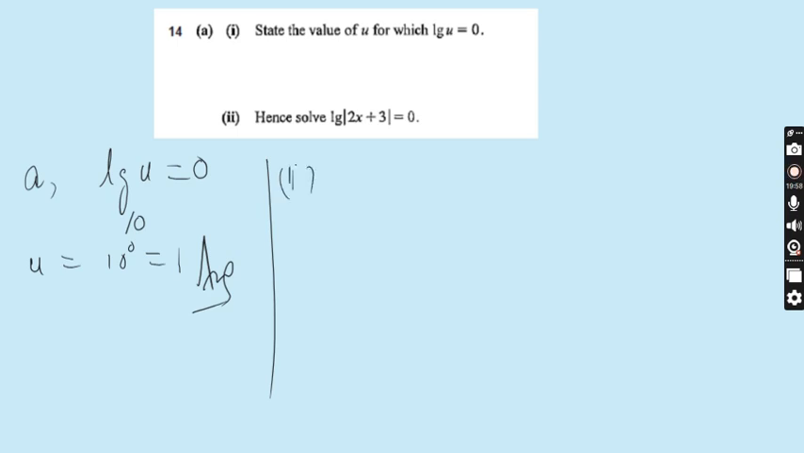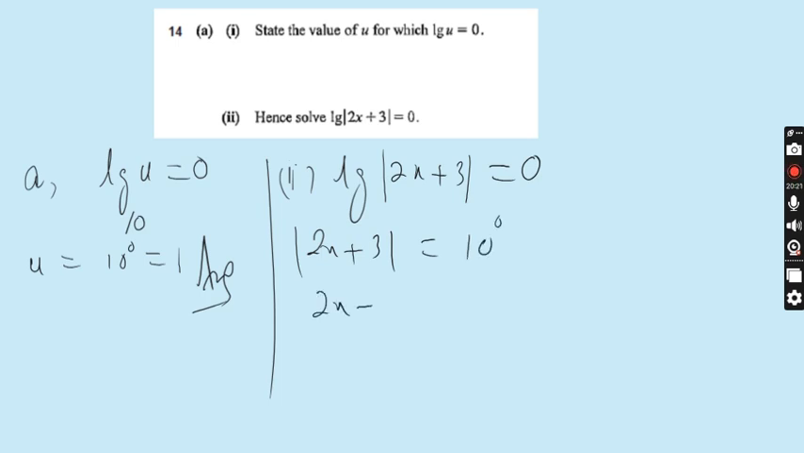Part 2. Hence solve lg of the absolute value of 2x plus 3 is equal to 0. This is an absolute value question. So first convert into index form. Again it would be 10 to the power 0. The absolute value of 2x plus 3 is equal to 10 to the power 0. Anything to the power 0 is 1. Now omit this sign of absolute value. It will be 2x plus 3 is plus minus 1.